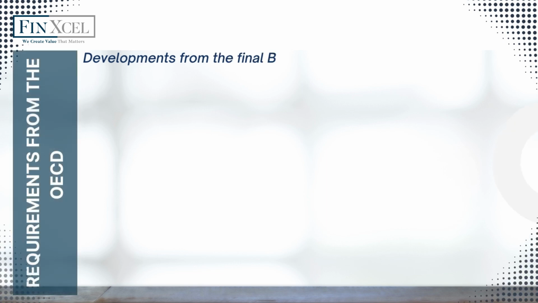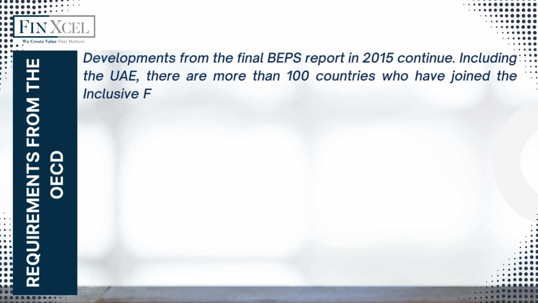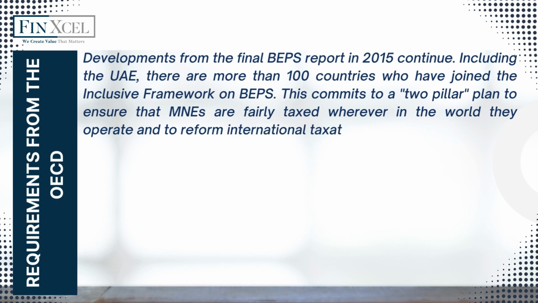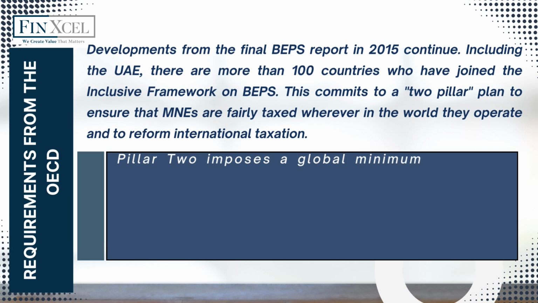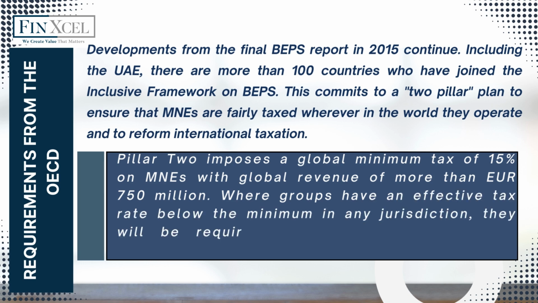Developments from the final BEPS report in 2015 continue. Including the UAE, there are more than 100 countries who have joined the inclusive framework on BEPS. This commits to a two-pillar plan to ensure that MNEs are fairly taxed wherever in the world they operate and to reform international taxation. Pillar 2 imposes a global minimum tax of 15% on MNEs with global revenue of more than €750 million, where groups have an effective tax rate below the minimum in any jurisdiction. They will be required to pay top-up tax in the jurisdiction of their head office.